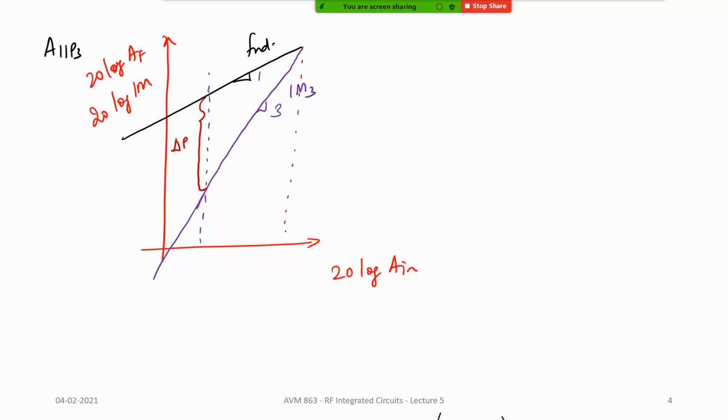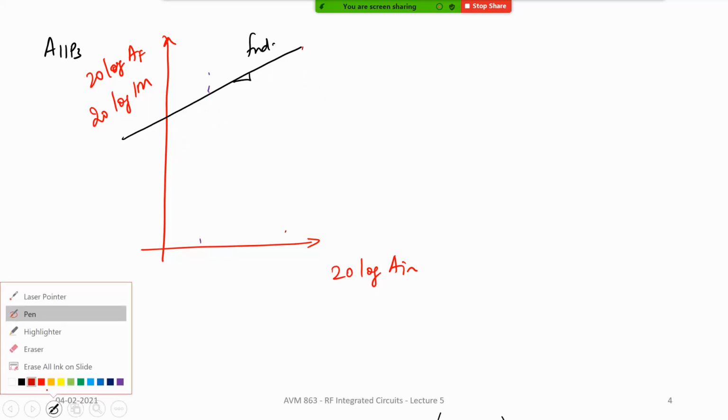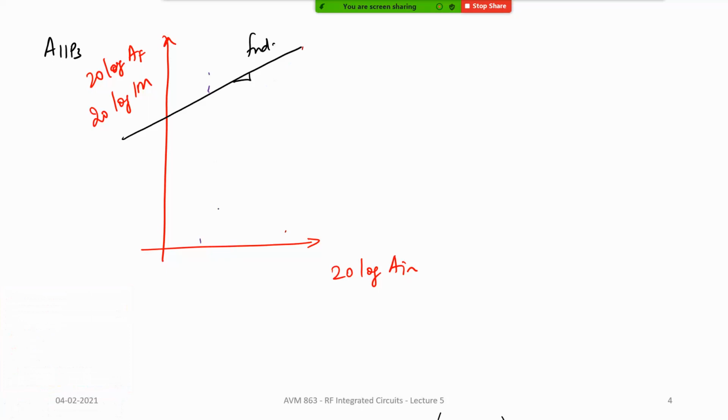my drawing may not actually be to scale. I should redraw this a little more carefully. Let me just do it once again. Otherwise, graphically, what I'm drawing may seem extremely bad. Okay, so let's say this is your IM3.